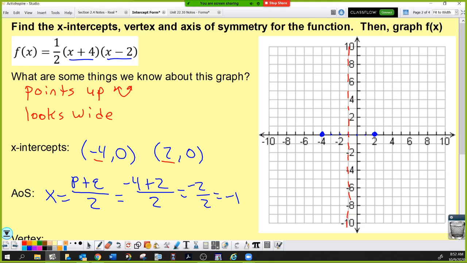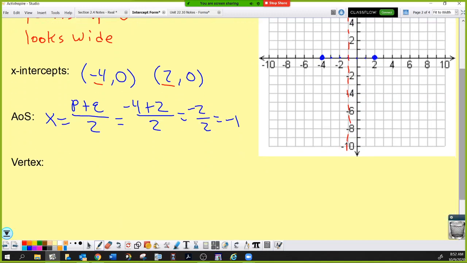Okay, so let's see. What are we going to do next? Well, we can't graph this thing without a vertex, can we? What we do know, though, is that the vertex has to be somewhere on that axis of symmetry. That means that vertex is going to be -1 comma something. And in order to find that y, just like in standard form, we are going to have to plug in x equals -1.